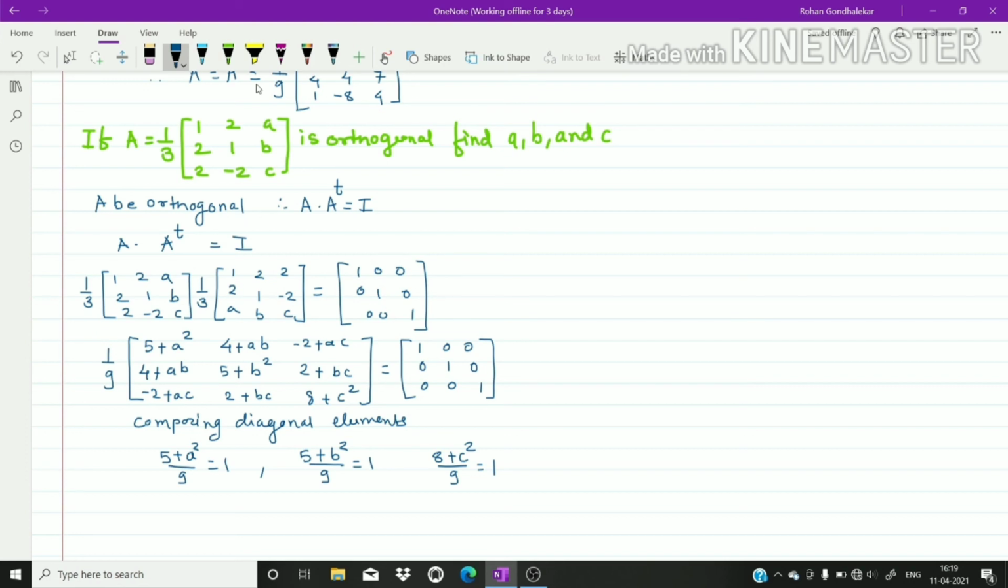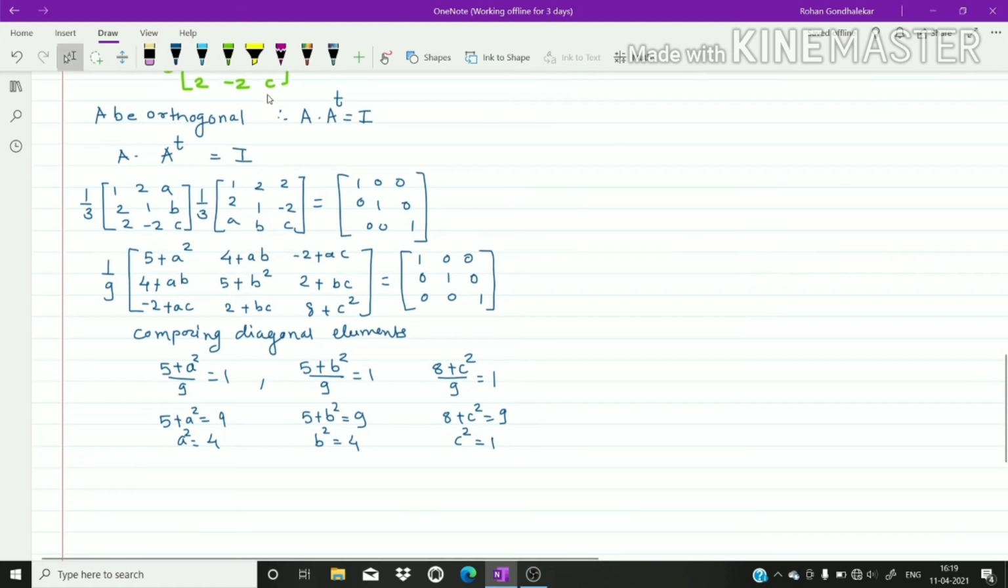So from the first equation, if I shift 9 to the right hand side, we have 5 plus a square is equal to 9. Here I have 5 plus b square is equal to 9, and 8 plus c square is equal to 9. So what am I getting now? 5 plus a square is equal to 9, so a square would be 4. b square is also 4, and c square is 1. So hence, what can be the values of a, b and c?